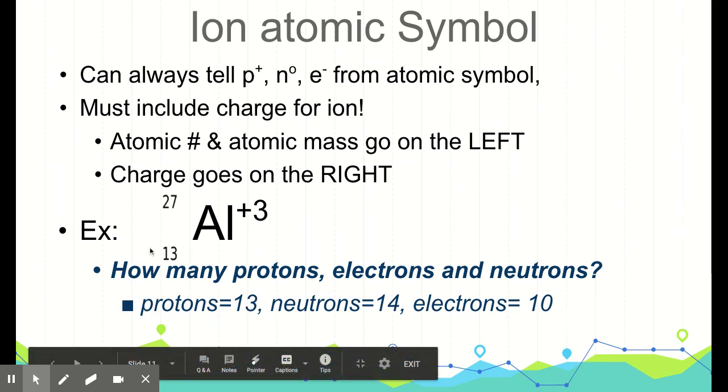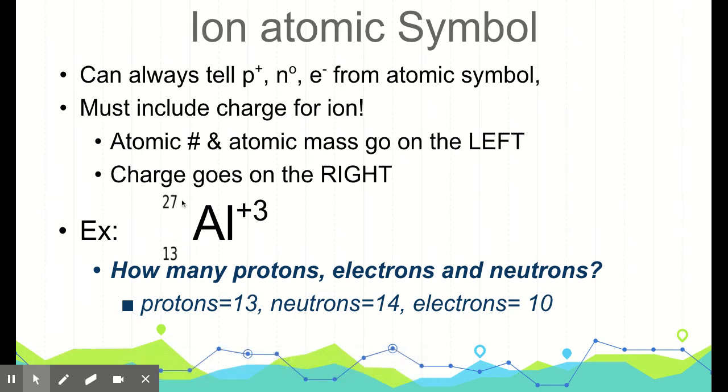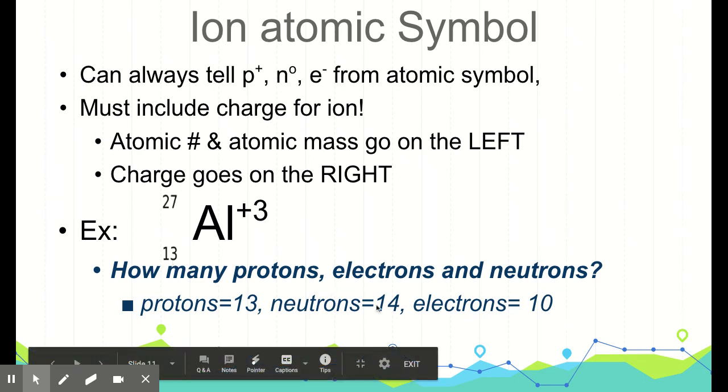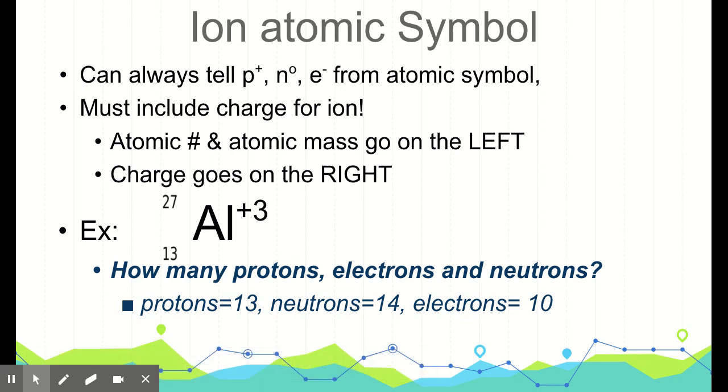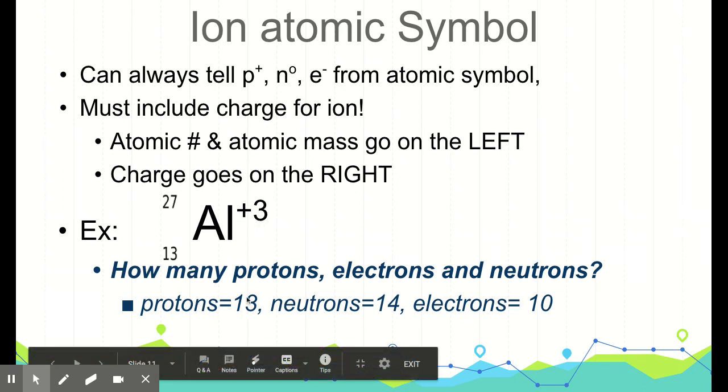Protons are the same as the atomic number. Neutrons are going to be the mass minus the atomic number, so that gives us 14. And then the electrons, in this case, you have a +3 charge, which means you lost 3 electrons, which gave it its positiveness. We know that normally protons and electrons will be equal to each other in a neutral atom. This obviously is not a neutral atom because it has a charge. So if you started with 13 electrons and you lost 3 of them, now you have 10.